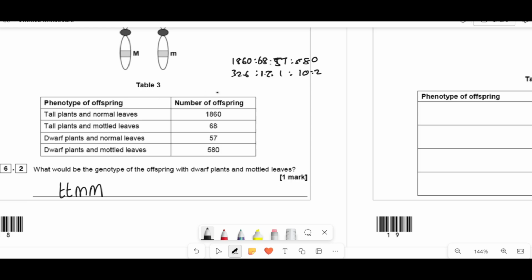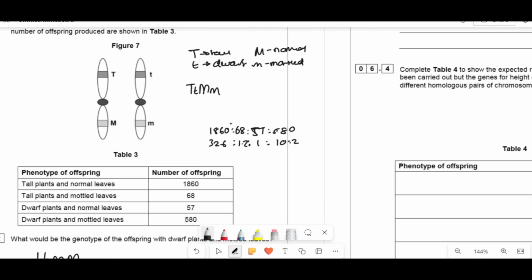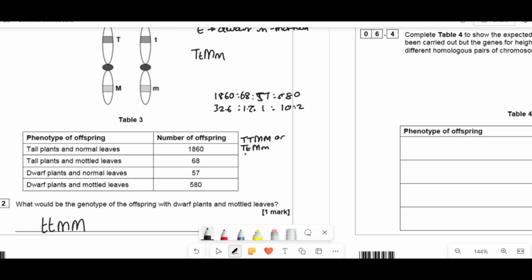Let's have a quick look at what genotypes would make these phenotypes. If it's tall and normal, our possibilities are big T, big M, or big T, big M, little m. Those are the main ones that would give you this. The possibilities that make tall and mottled would be big T, big T, little m, little m, or big T, little t, little m, little m. And for dwarf plants and normal leaves, it'd be little t, little t, big M, big M, or little t, little t, big M, little m. And for dwarf plants and mottled leaves, it'd be little t, little t, little m, little m, and that's it.